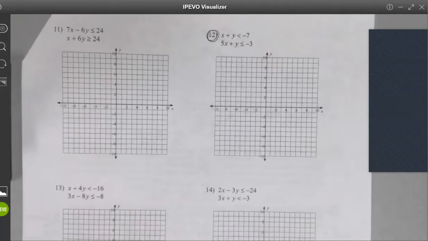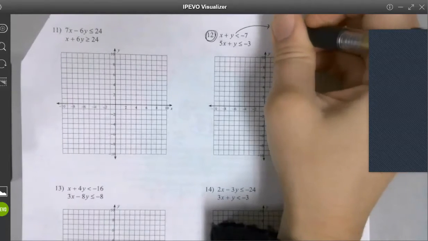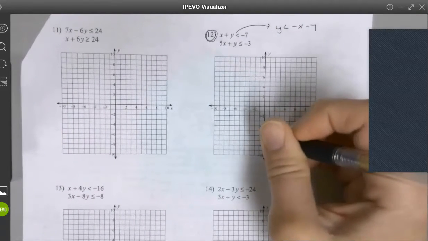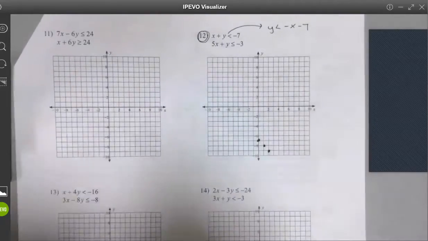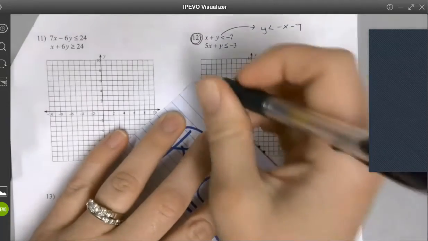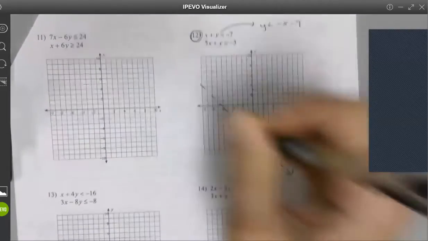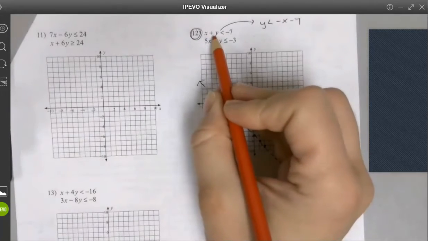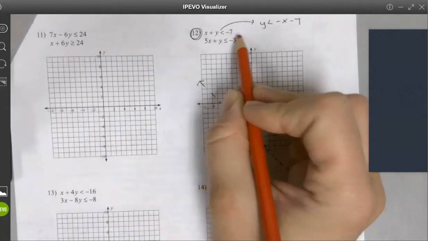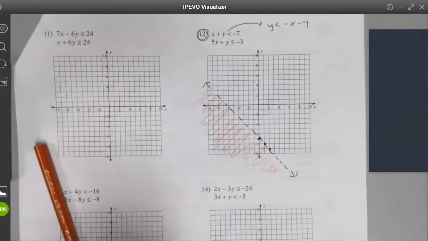But for my inequalities, I want to get my line, think about dashed or solid lines, and then be really careful with our shading. So first inequality here, subtracting x, we have a y-intercept at negative 7, slope of negative 1. Being really careful with details here. Dashed line because it's just less than. And then I can either test a point, or I can know that less than would be below the line. Testing 0, 0 would not work because 0 is not less than negative 7. And shade for that first inequality.